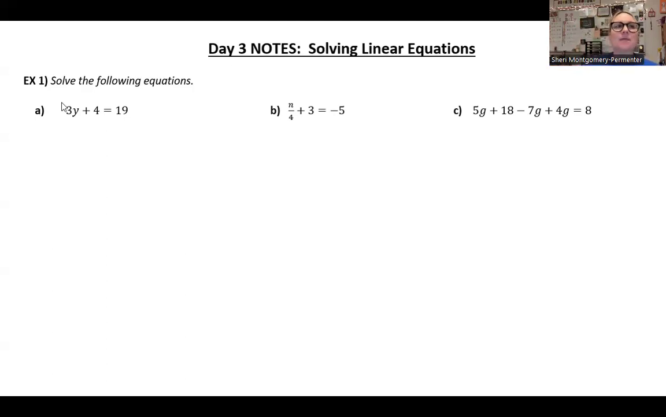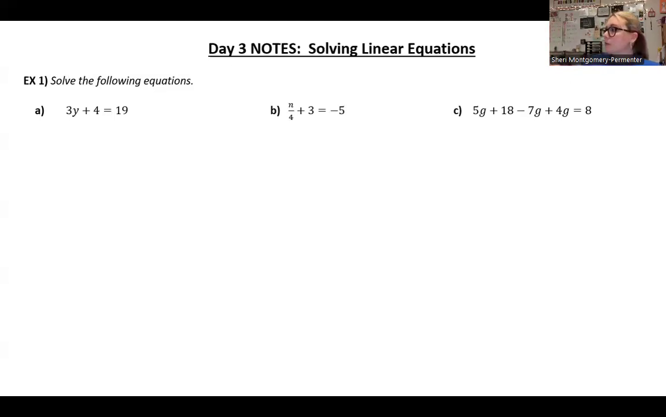All righty. To solve equations, we're going to use inverses. So when we see addition, we need to use the inverse, subtraction, to undo it. When we see multiplication, we need to use division to undo it. And so that's how we're going to solve equations. And our goal is to get the variable by itself. So for the first problem, our goal is to get y equals, or y by itself.